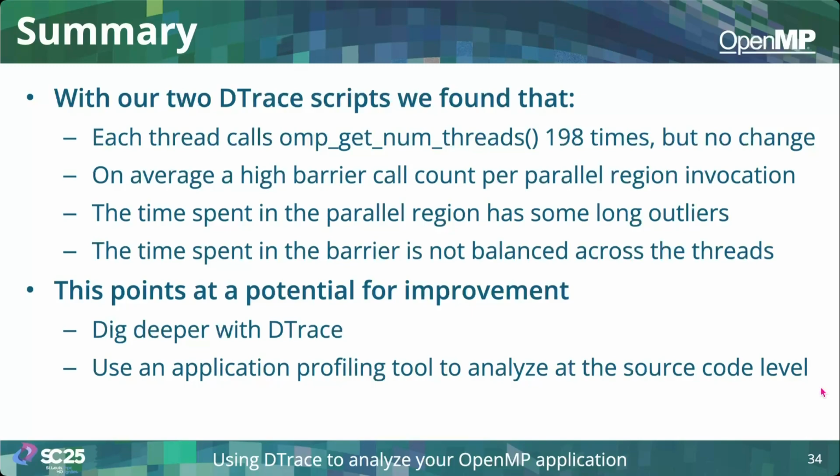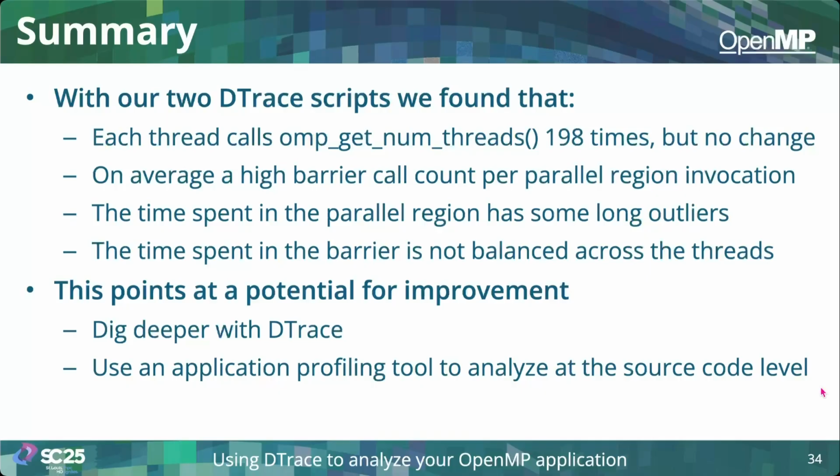What's much more serious is a high barrier call count per parallel region invocation and outliers. Outliers in the barrier and therefore also in the parallel region. So something is not well balanced here at all. And that's totally impacting the performance. So this code has a serious load balancing issue. And that points at a potential for improvement.